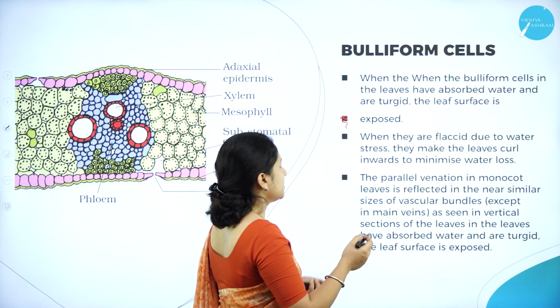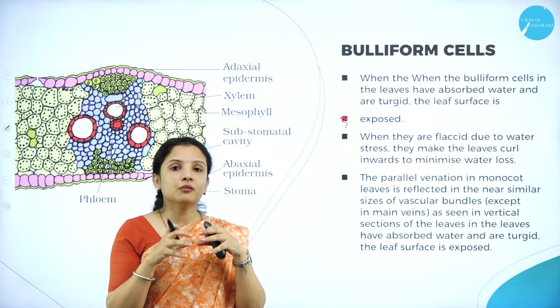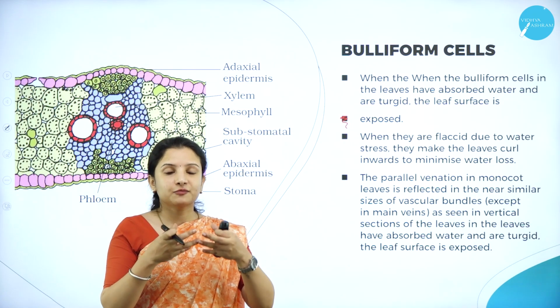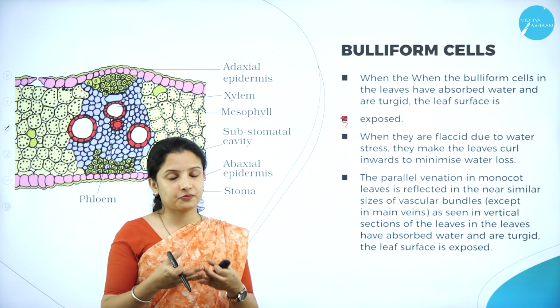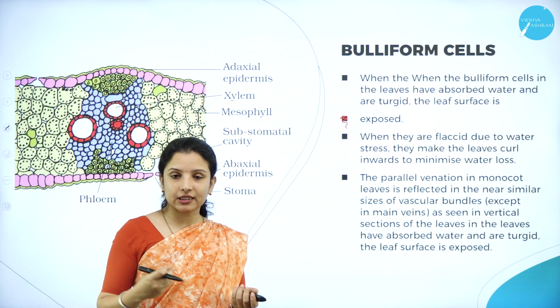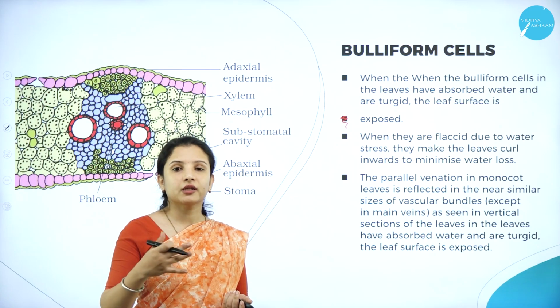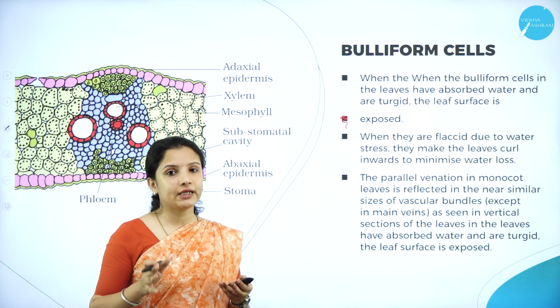So that is one of the functions. They make the leaf surface more exposed by expanding the leaf, wherein the bulliform cells are the ones which help in the expansion of the leaf, therefore facilitating more transpiration, and therefore the removal of excess water that is present in the leaf or that is not needed by the leaf.